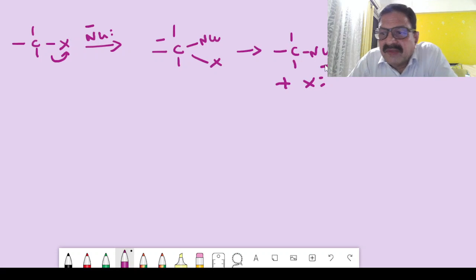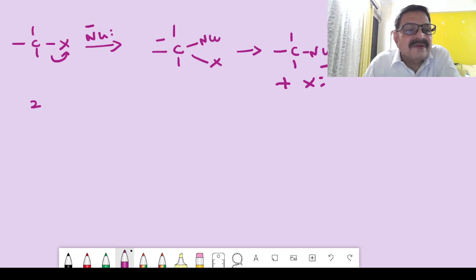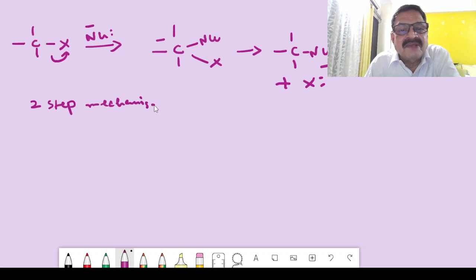Now we are assuming that the making of the bond, the C-Nu bond, forms first and the C-X bond is broken second, subsequently, correct? So the mechanism is a two-step mechanism. This is the third possibility. It is a two-step mechanism, and there is an intermediate. So look at this intermediate.